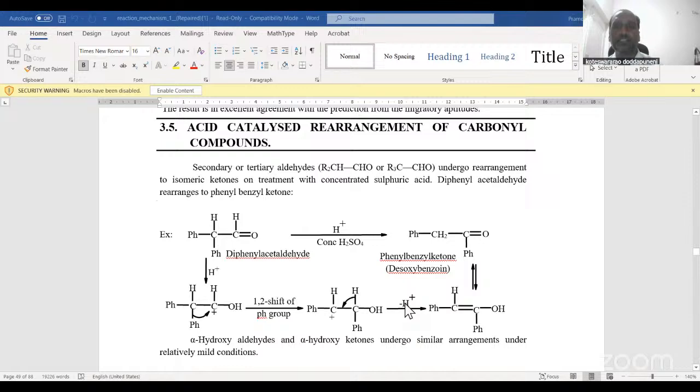Next, acid catalyzed rearrangement of carbonyl compounds. The secondary or tertiary aldehydes undergo this kind of rearrangement. In this rearrangement, isomeric ketones form. On treatment with concentrated sulfuric acid, diphenyl acetaldehyde rearranges to phenyl benzyl ketone. Diphenyl acetaldehyde is treated with concentrated H2SO4. It undergoes rearrangement that leads to the formation of phenyl benzyl ketone, desoxybenzoin.